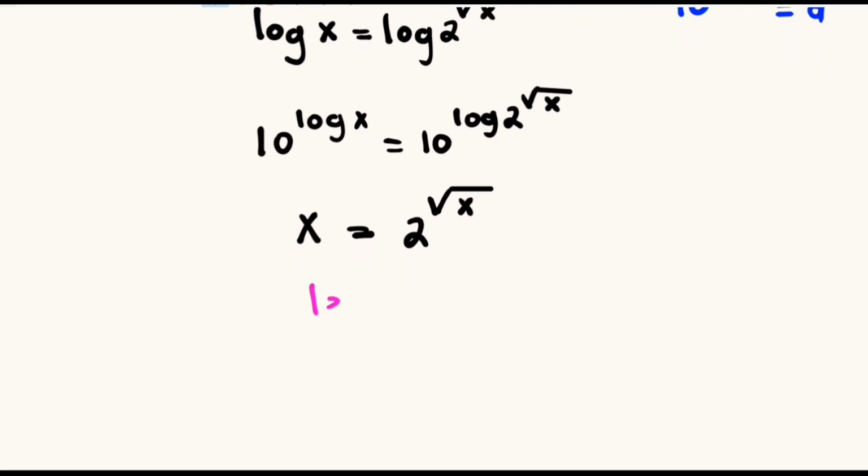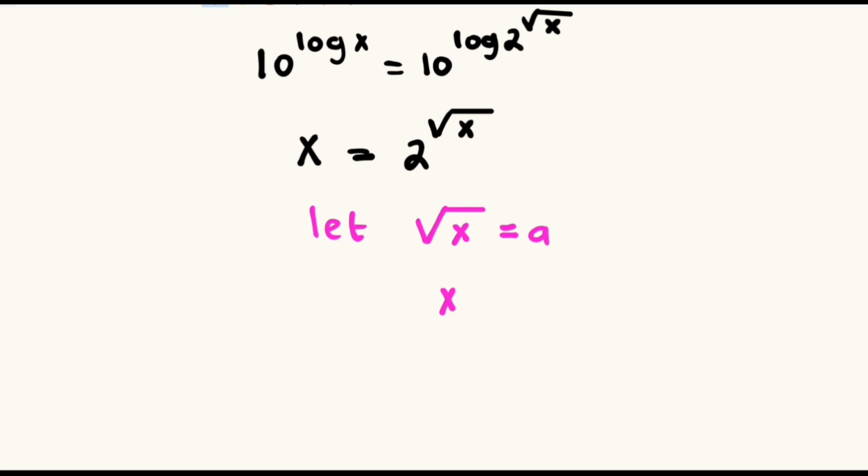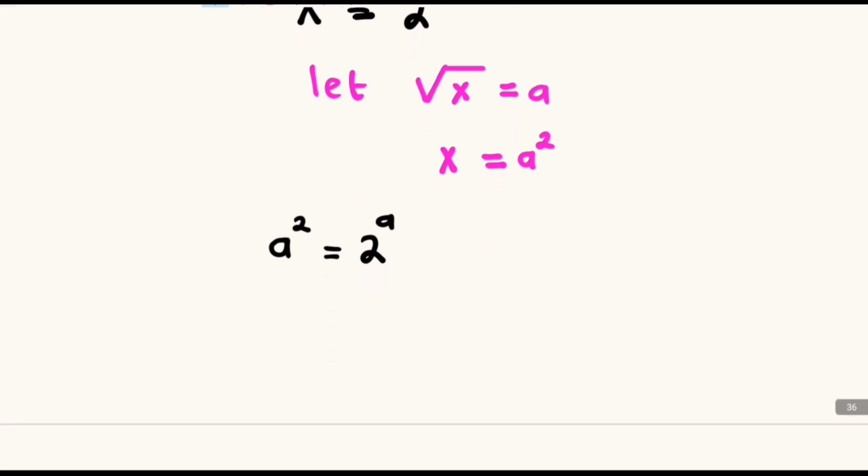And from here we can let the square root of x be equal to a, and when we square both sides of the equation, our x will be equal to a squared. So where there is x, we substitute a squared, and where there is the square root of x, we substitute a. So in order for this equation to balance, a has to equal 2.